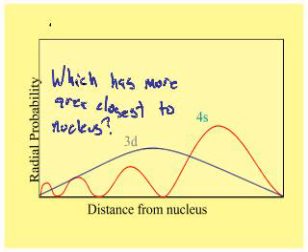Which has more area closest to the nucleus, 4s or 3d? Notice this area right here is the most. So 4s does. So 4s is filled before 3d.